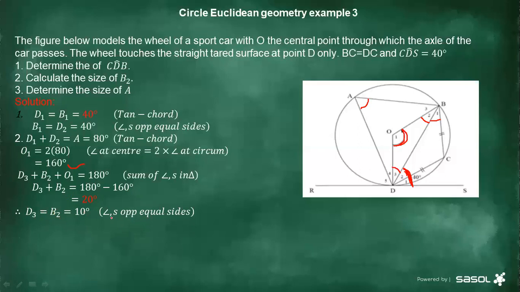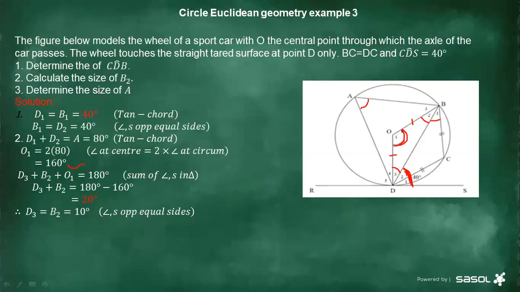What is the reason? Angles opposite equal sides. You can see this side is equal to this one, because those are 2 radii, right? So it's 2 radii. They are equal in terms of length. Therefore, the opposite angles of that triangle are also equal. And then remember, we obtained 20 there for both. Meaning if they are equal, then one is going to be 10 degrees, the other is going to be 10 degrees. Therefore, we have now determined the angle B2.